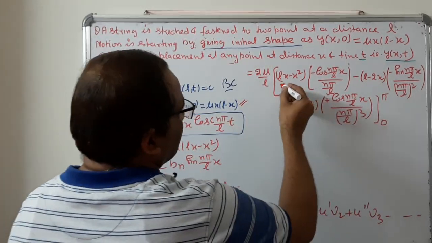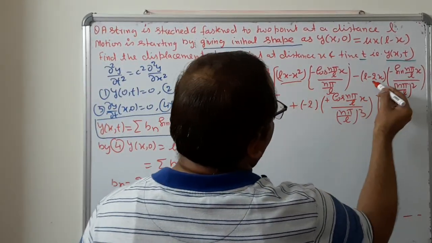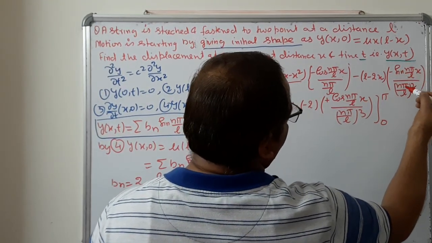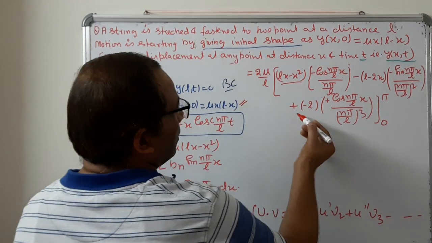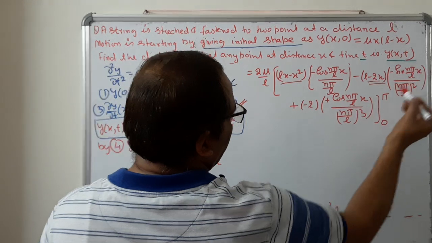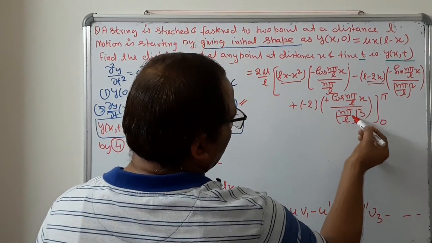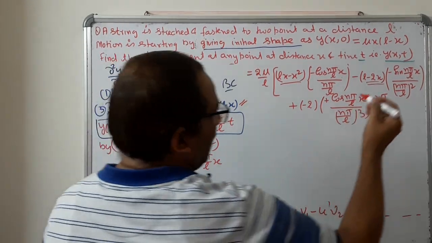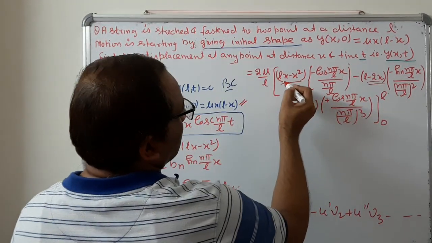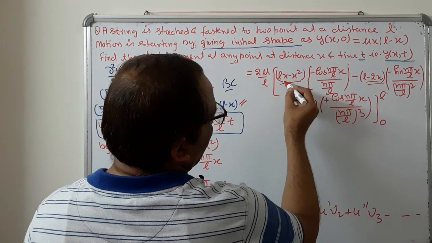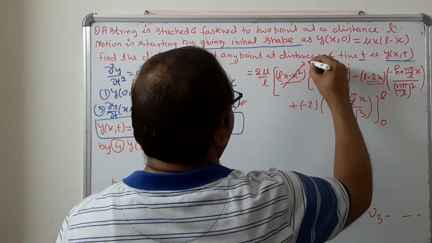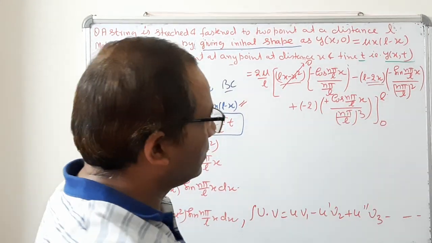Minus the differentiation of this one: Lx minus x square gives L minus 2x. Integration of this is minus sin(n pi x upon L) upon (n pi upon L) whole square. Plus differentiation of this one, that is minus 2, and integration of this is cos(n pi x upon L) upon (n pi upon L) whole cube. The limit is 0 to L. If we put L, this is L square minus L square, which is 0. And when we put 0, this is 0. So this is 0 for both the conditions.